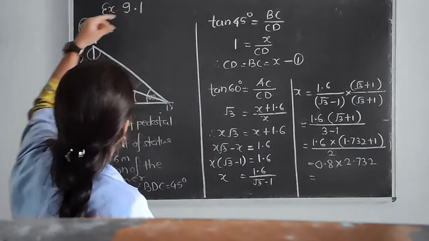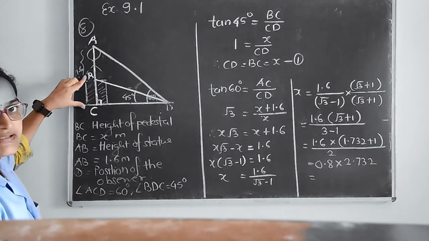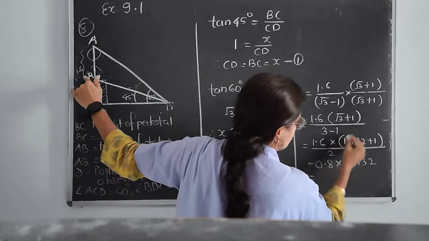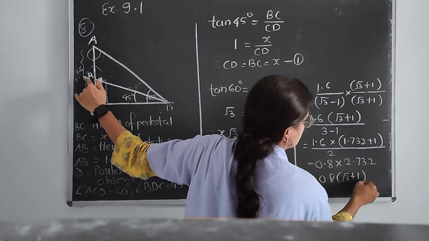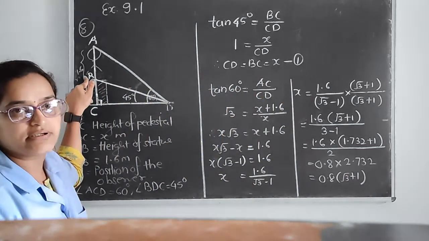What am I finding? This will give you the height of the pedestal. Is that clear to you? Okay. Even you can leave it like this, 0.8 into root 3 plus 1, or you can find this value by getting that product. Okay, thank you.